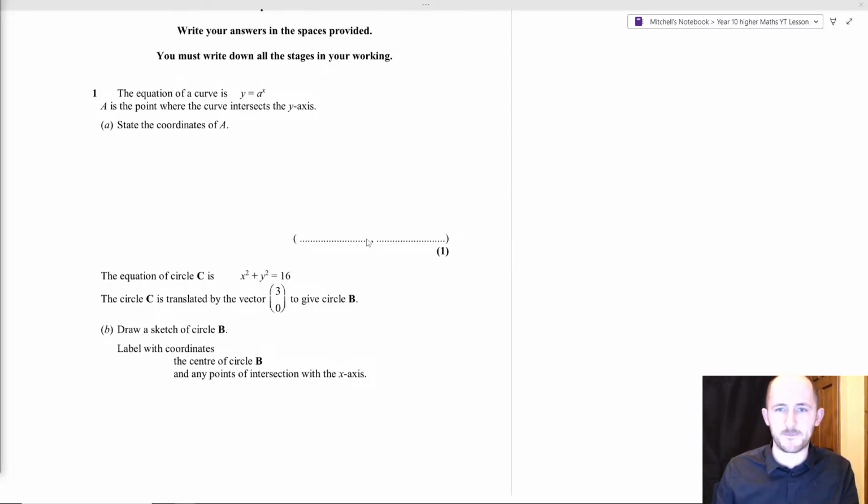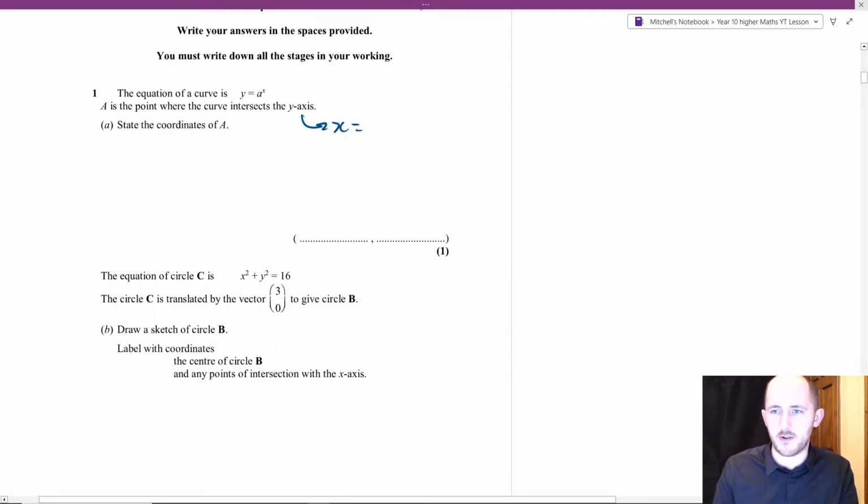So the equation of a curve is y equals a to the x. A is the point where the curve intersects the y-axis. So remember, that means x equals 0. So I'm going to fill that in already. So what's the coordinates of A? Well, then that means y is equal to a to the 0, which is just 1. So the answer to that is 0, 1.